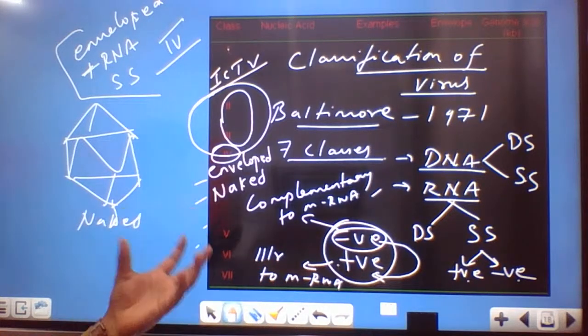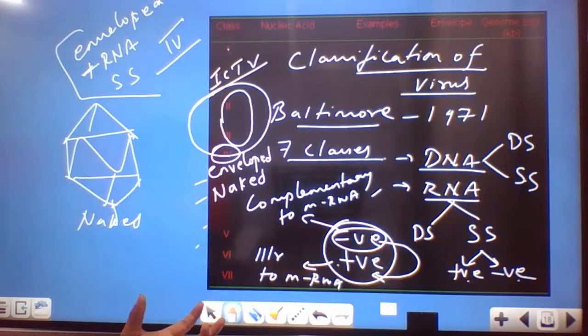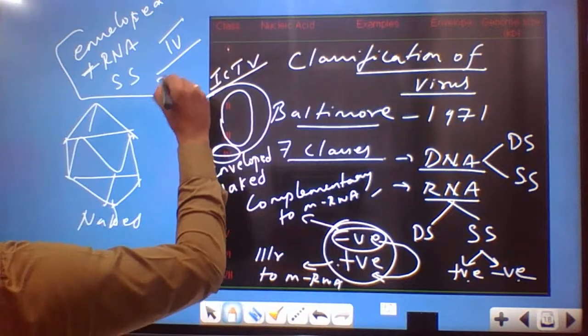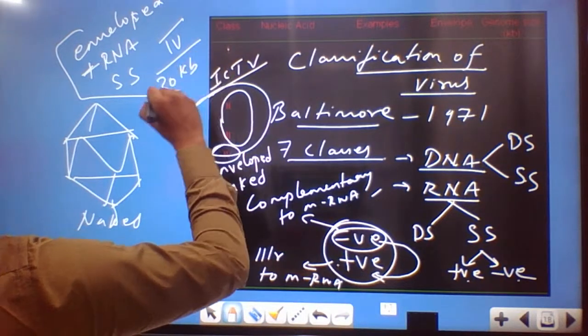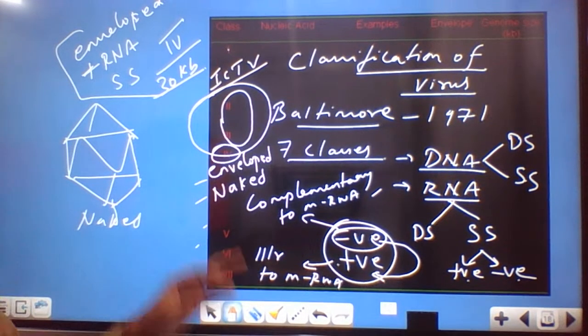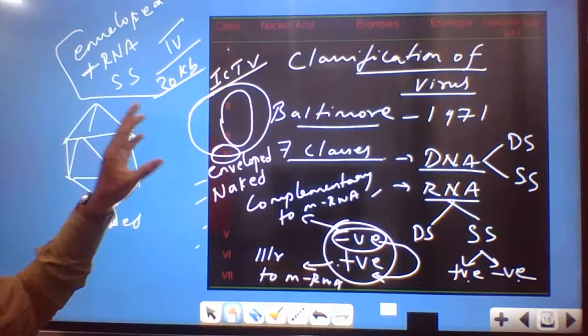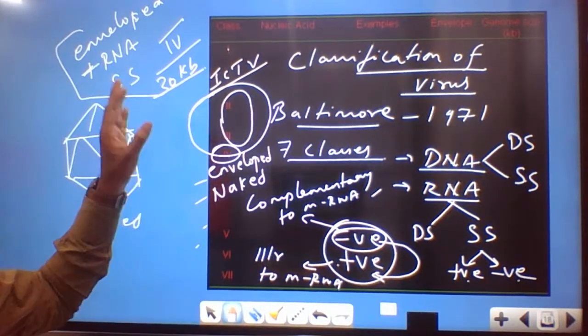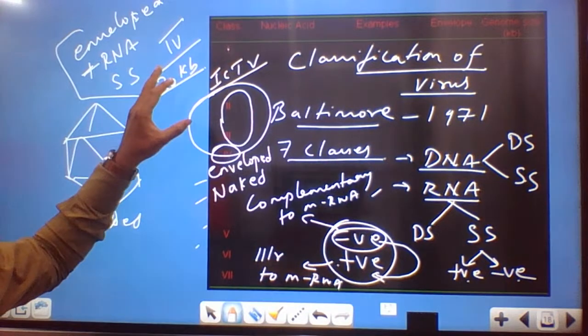So what is the weight of the coronavirus? How many kilo base pairs could you see in coronavirus? There are 30 kilo base pairs. Corona consists of 30 kilo base pairs. Out of 30, about 20 kilo base pairs seem to be non-functional genes, and only the remaining 10 seem to be the functional genes. That is what the discovery actually shows.